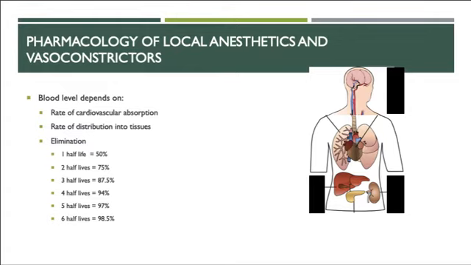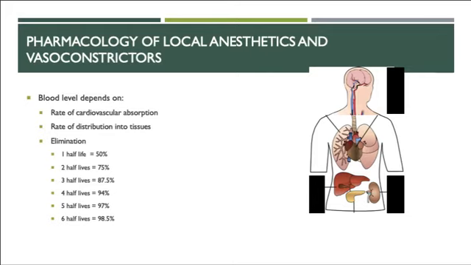Now, speaking of elimination, each drug has an associated elimination half-life. Simply put, an elimination half-life is the time necessary for a 50% reduction in blood level of the drug. The number of half-lives of a drug are seen as follows. One half-life is 50% because 50% of 100 is 50. Two half-lives is 75% because 50% of 50 is 25, and 50 plus 25 is 75, and so forth.